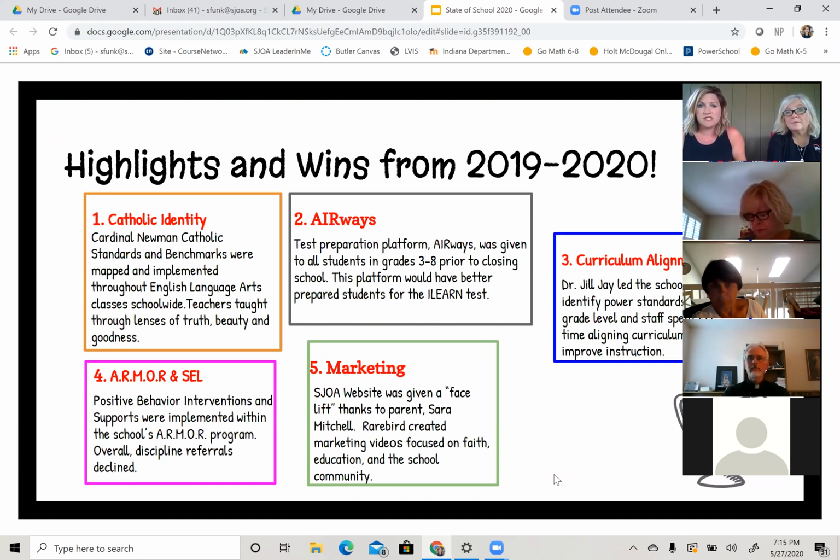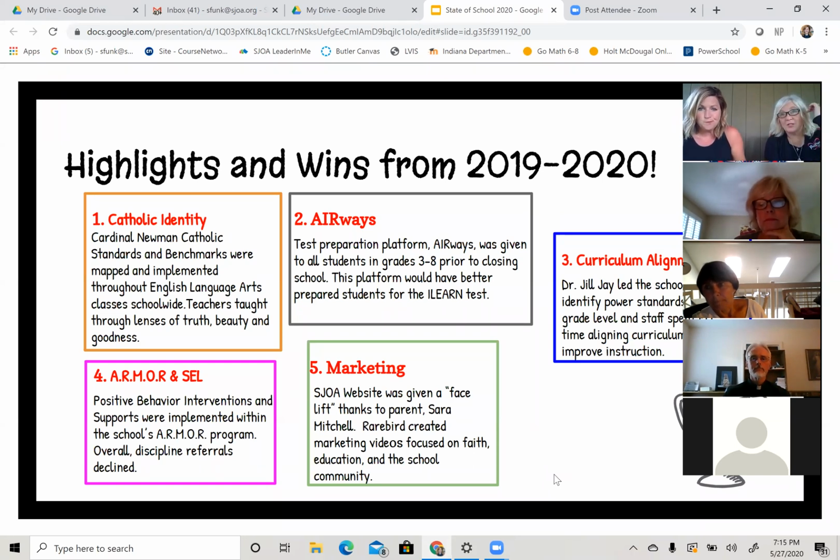And let's see, we have Airways, which is an iLearn test preparation platform. Many of you can probably see when we get to the data from the 2019 results of iLearn, because it was a brand new test, statewide assessment, there has been a huge learning curve for our students just in the types of questions and how to go about tackling those questions. So Airways has better helped us prepare, even though it got canceled this year.